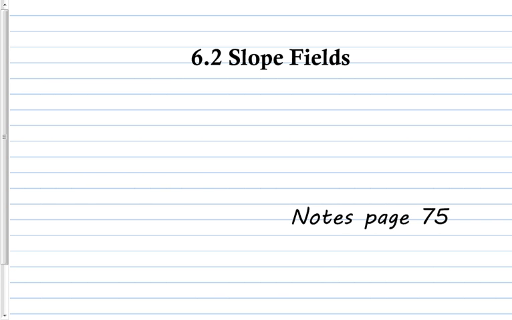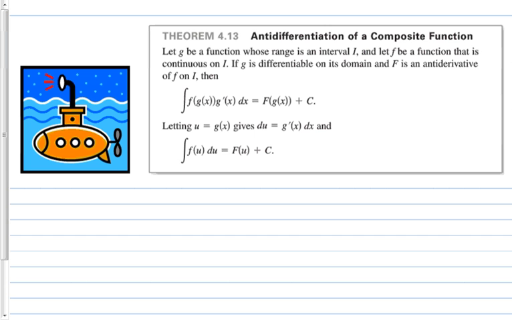Okay, 6.2 integration by substitution. So this is going to be referred to as U sub, hence the little submarine. Deriving the chain rule, right? Let's start with that.